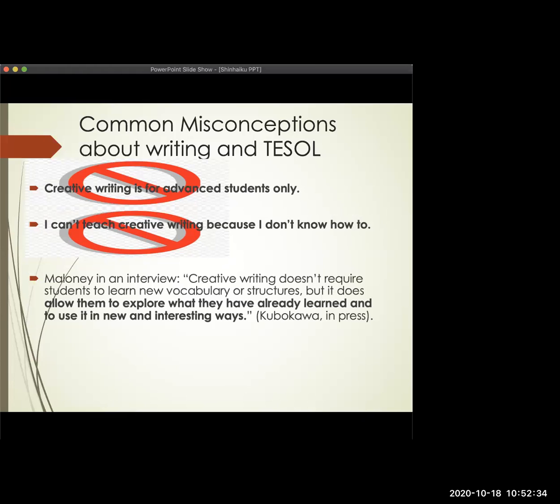So Maloney says, in an interview when I interviewed him, that creative writing doesn't require students to learn new vocabulary or structures, but it allows them to explore what they already have. So even if you're working with really young learners and they just know colors or numbers, they can use what they know and arrange that in a way that they see fit. And so we will write a poem today, and I'll show you that anyone can write a shinhaiku.